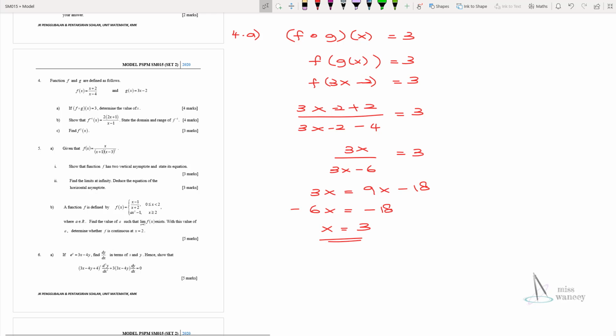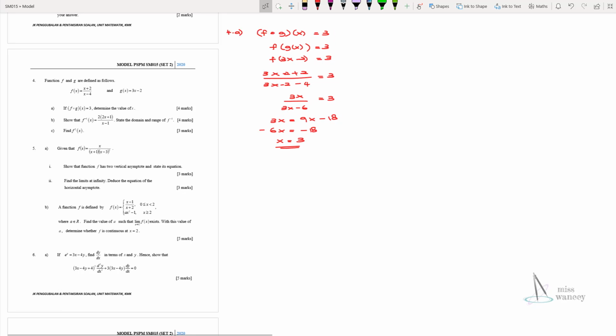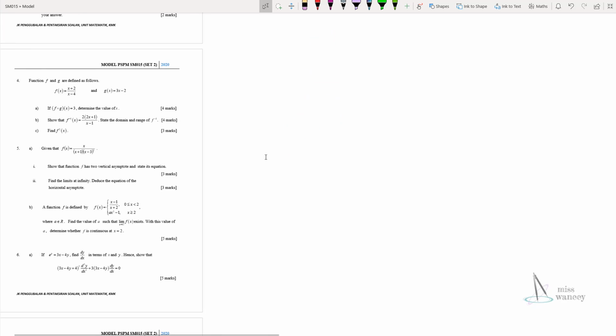Okay, so that is the answer for question number 4. Okay, so let us proceed with the next one. Number 4b. Okay, group job. Okay, number 4b, show that the f inverse is equal to blah blah blah. State the domain and range. Okay, so we need to find the f inverse.